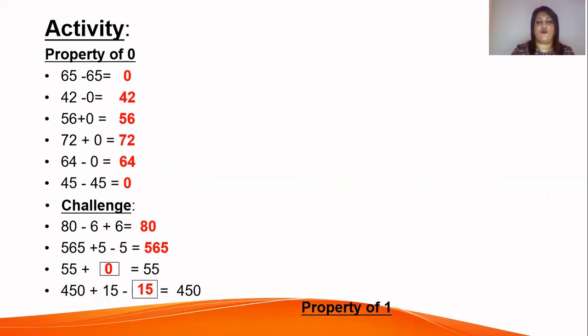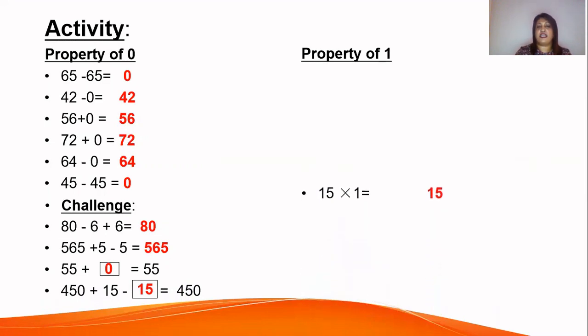Let's go to the properties of 1. The first one, 15 times 1. We said any number times 1 will remain the same. So my answer is 15. Then 156 divided by 156. Any number divided by itself, the answer is 1. So 156 divided by 156 is 1.